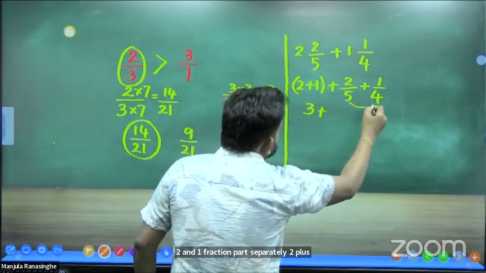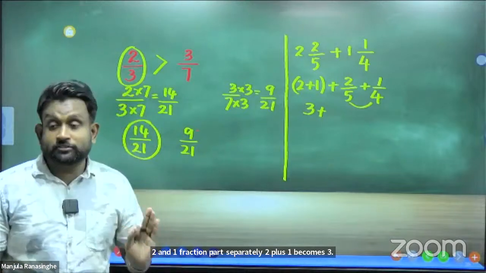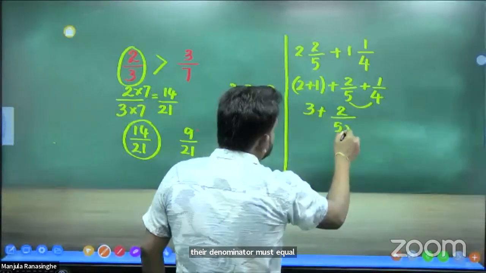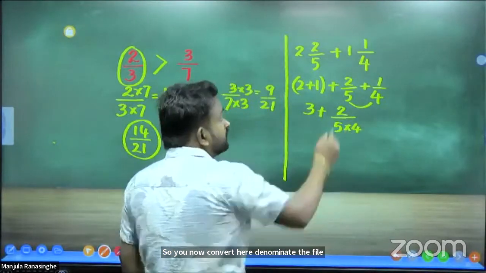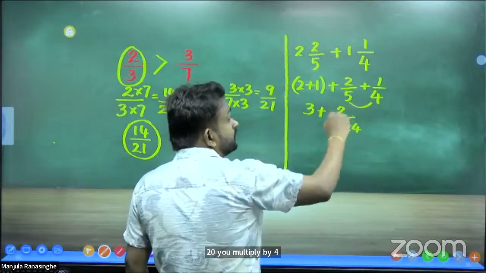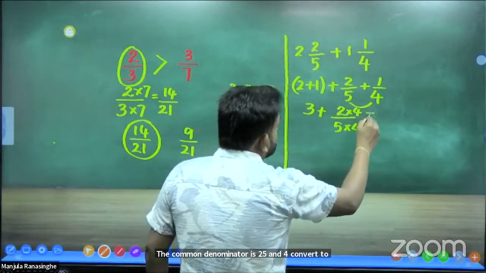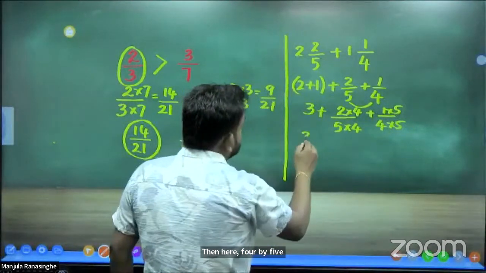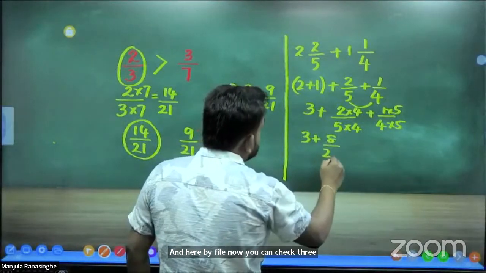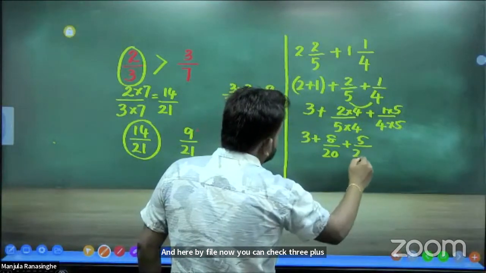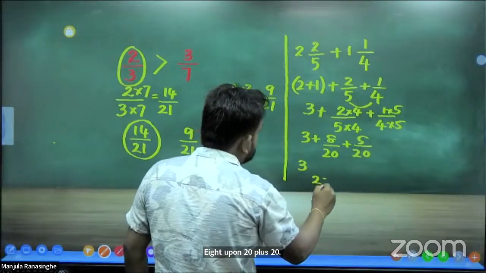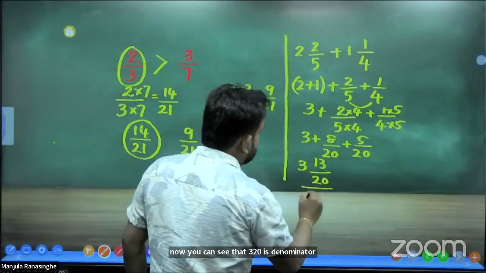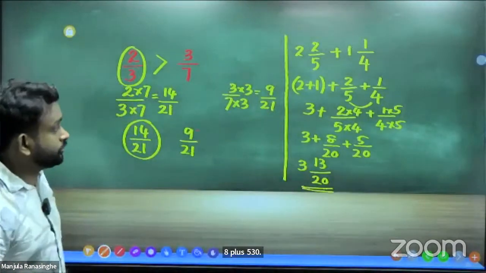Now how to add these two fractions? Their denominators must be equal. So you convert denominator 5 to 20, you multiply by 4. The common denominator is 20. 5 and 4 convert to 20. Then 4 by 4 and 5 by 5. Now you can check 3 plus 8 upon 20 plus 5 upon 20. Now you can see that 20 is the denominator, 8 plus 5 is 13. So the answer becomes 3 and 13 upon 20.